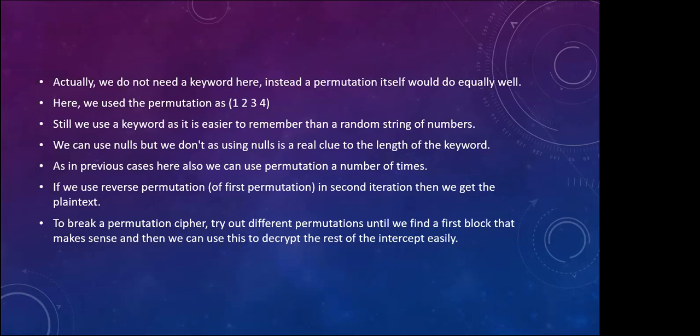Previously, we could not break transposition ciphers with any particular known method, but here we can break this permutation cipher if we try out different kinds of permutations. If we know the inverse permutation of the one used for encryption, then we can decrypt the ciphertext quite easily.